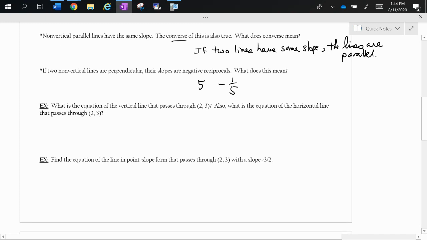What is the equation of the vertical line that passes through 2, 3? The vertical line that passes through 2, 3. So we recall that normally the equation of a line is y equals mx plus b, but we remember that a horizontal line is just y equals a number, and that a vertical line is just x equals a number. So the vertical line that passes through the point 2, 3 is just x equals 2. And I knew it was 2 because it passes through 2, 3 that has an x coordinate of 2. Also, what is the equation of the horizontal line that passes through 2, 3? That would be y equals 3.